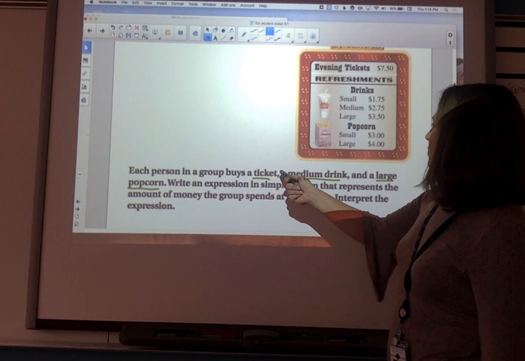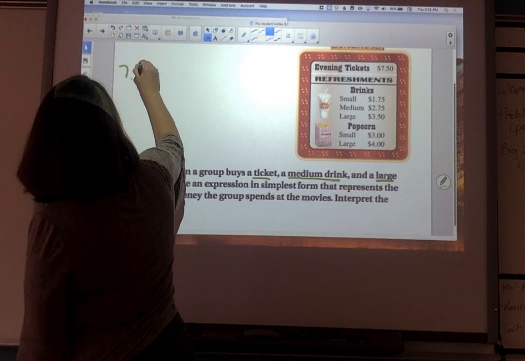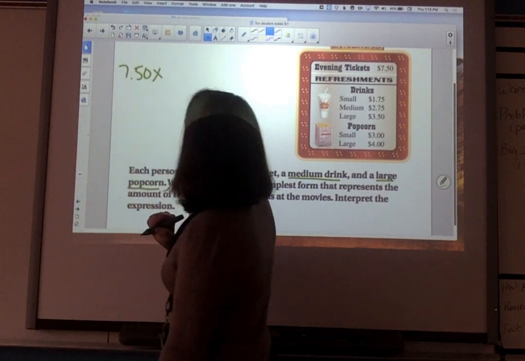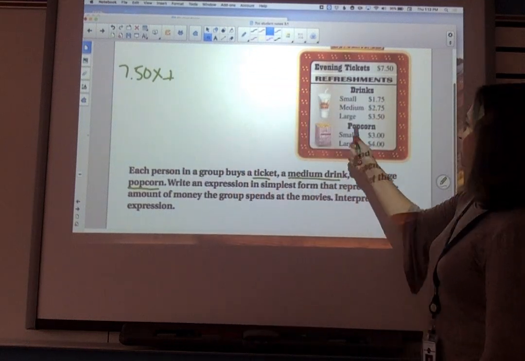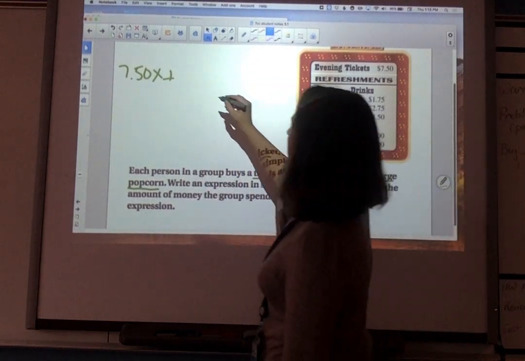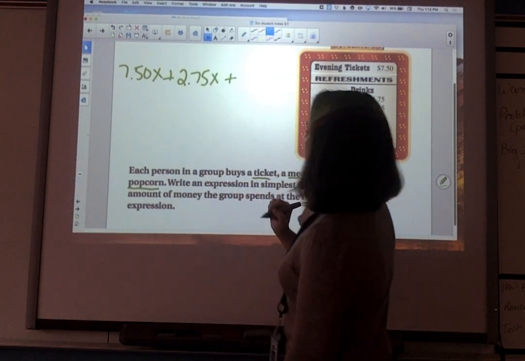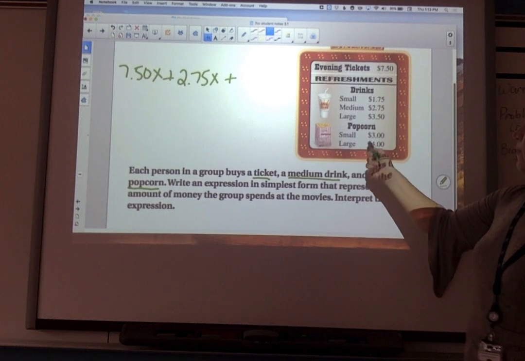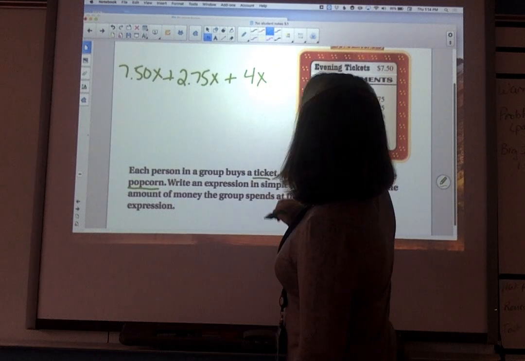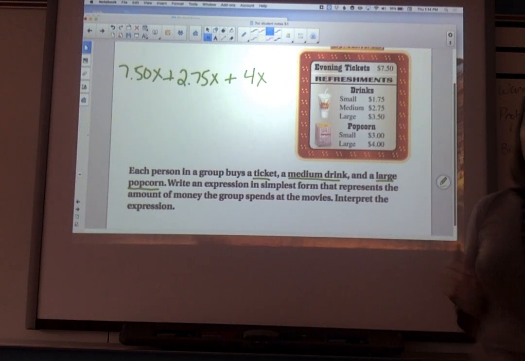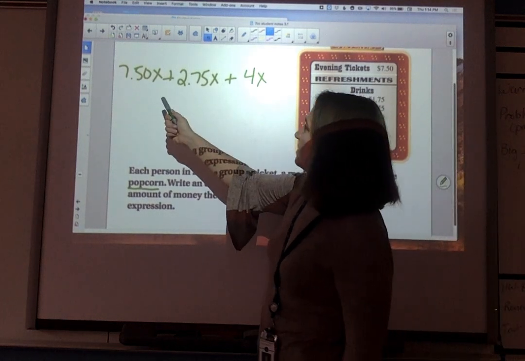Okay, and then each person buys a ticket. So tickets are $7.50, so that's $7.50 times however many people. Plus, each person buys a medium drink, that's $2.75 times however many people are going. Plus the large popcorn, which is $4. So $4 times however many people are going, 4x. These are all like terms. These are all terms with x. So I can go ahead and simplify.